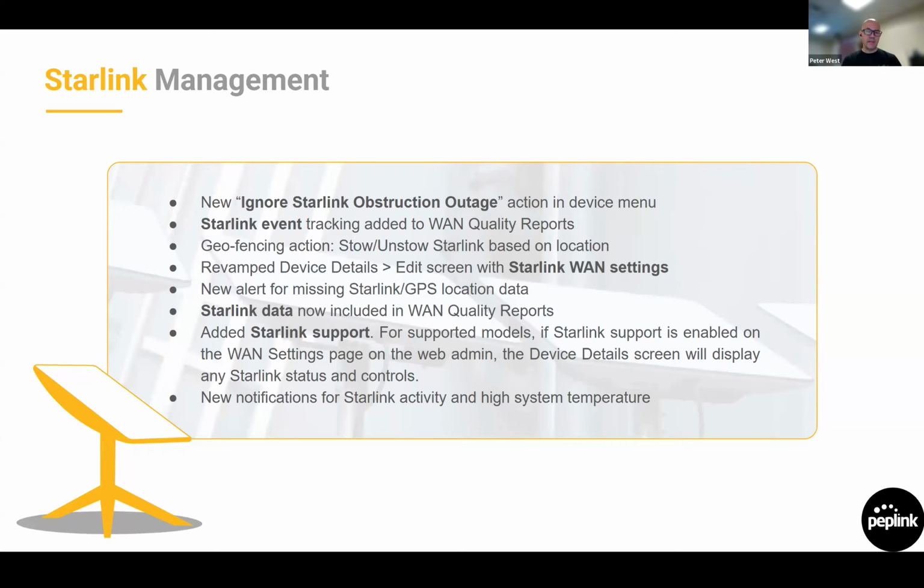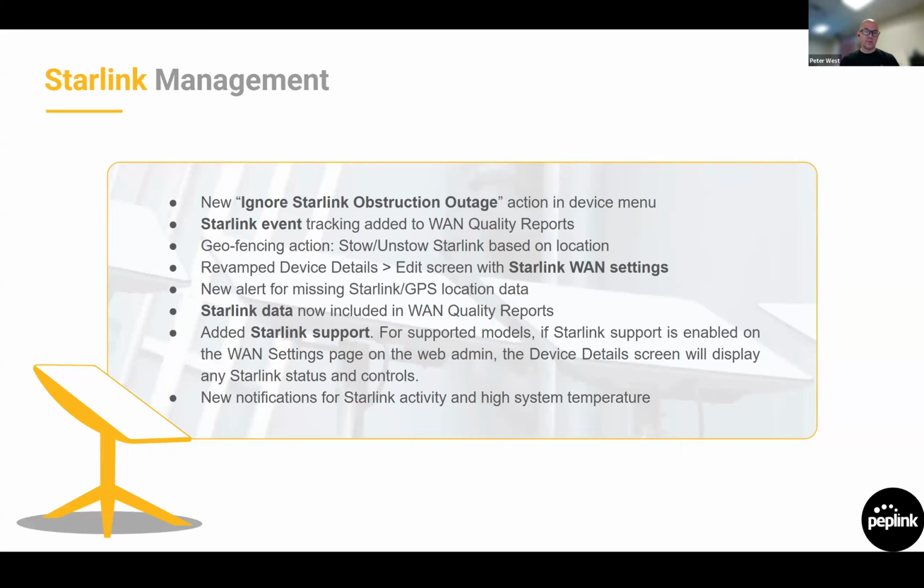Revamp device details on the edit screen with Starlink WAN settings, which we'll show you. New alert for missing Starlink GPS location data. Starlink data now included in WAN quality reports. So WAN quality reports is getting a lot more Starlink information. This is really good for tracking the reliability and capabilities of your Starlinks.